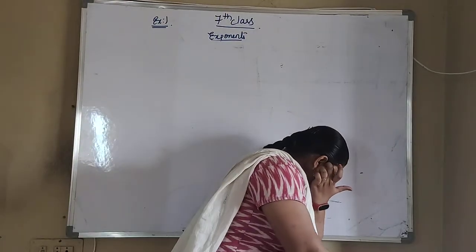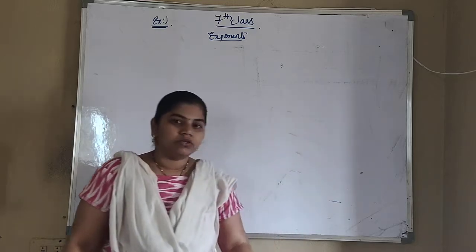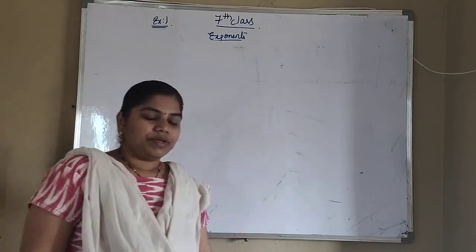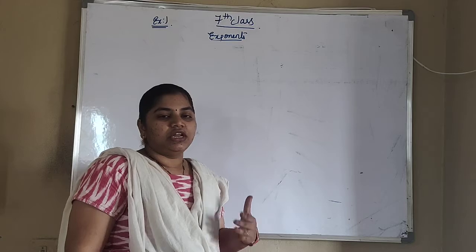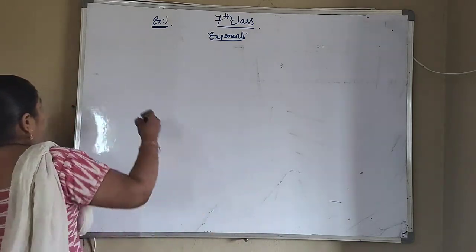What is the next one? Identify the greatest number in each of the following pairs. So they have given 2 pairs. In that, which number is greater? Which exponential form is greater? We have to find. So fourth bit.